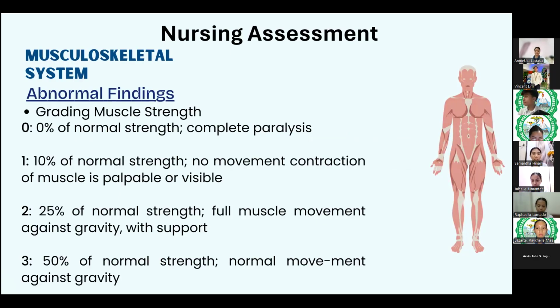And the grading of muscle strength: 0 is 0% of normal strength, complete paralysis. 1 is 10% of normal strength, no movement, but contraction of the muscle is palpable or visible. Grade 2 is 25% of normal strength, full muscle movement with gravity eliminated, with support. And 3 is 50% of normal strength, normal movement against gravity.